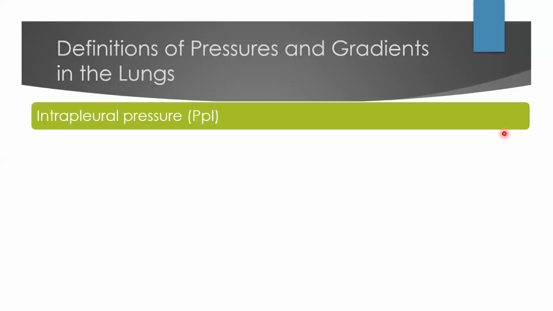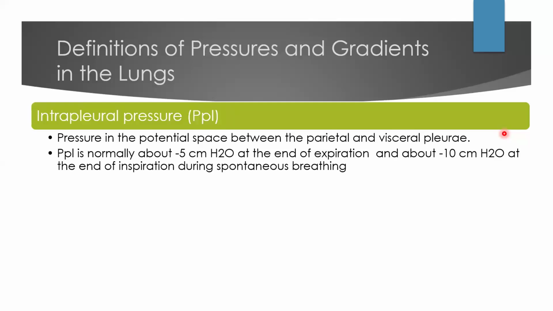Third one is the intrapleural pressure. Intrapleural pressure is the pressure that is existing between the parietal and the visceral pleura. We know that the visceral pleura will be adherent to the lungs, and the parietal pleura is adherent to the chest wall cavity. And the pressure that is existing between these two layers, that is inside the pleural space, is the intrapleural pressure. You know that in spontaneous ventilation, in normal physiology, it is negative pressure. That is, at resting, it is about -5 centimeters of water.